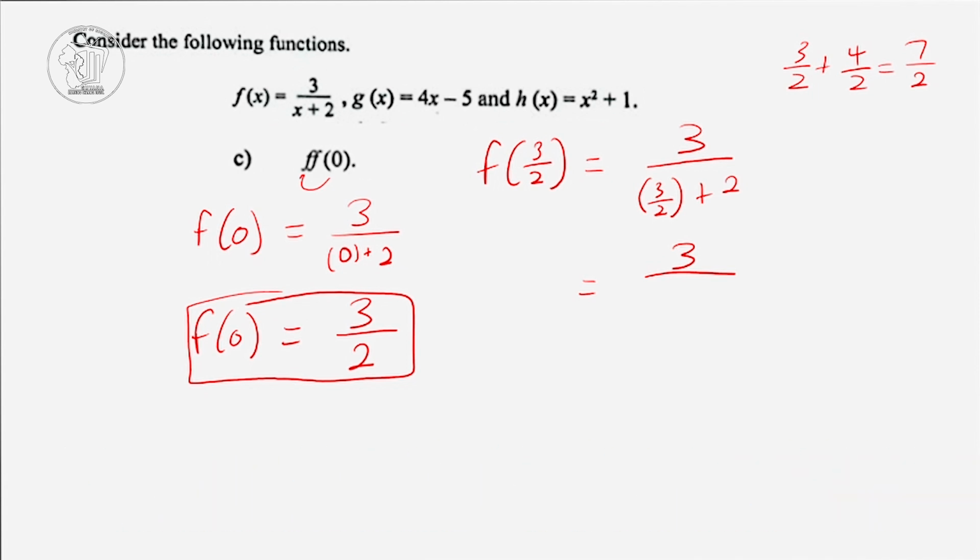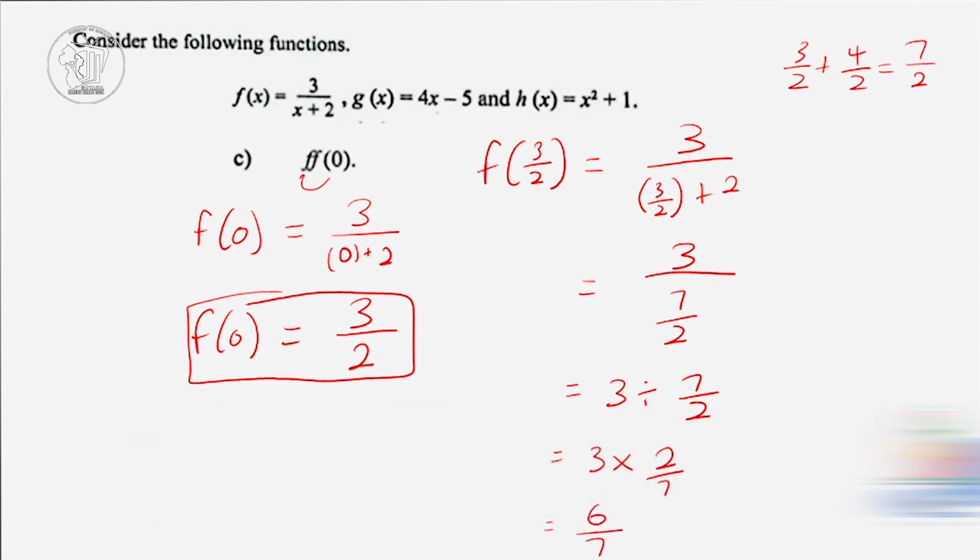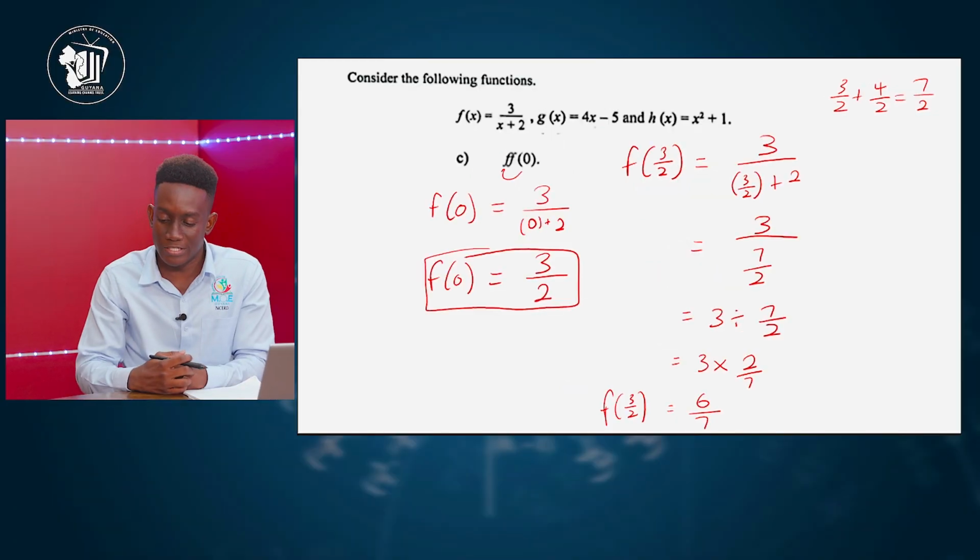So this will be 3 divided by 7 over 2. We can simplify this by writing it as 3 divided by 7 over 2, and this can be 3 multiplied by, we change and then we flip. Since we are dividing fractions, we change and we flip. So we change the division to a multiplication: 3 multiplied by 2 over 7, which gives us 3 times 2 is 6 over 7. So f of 3 over 2 would give us 6 over 7.